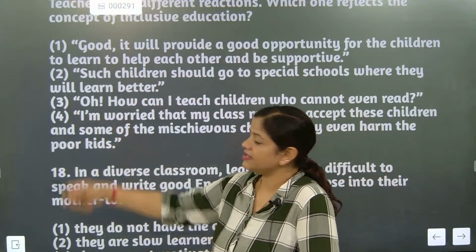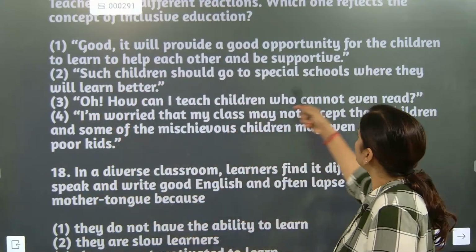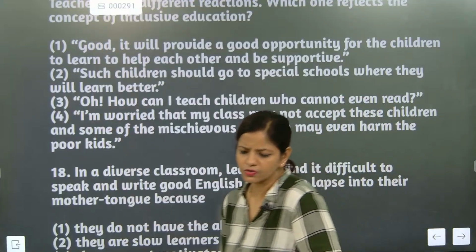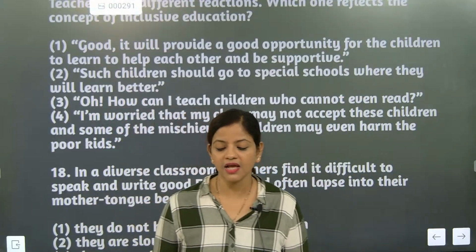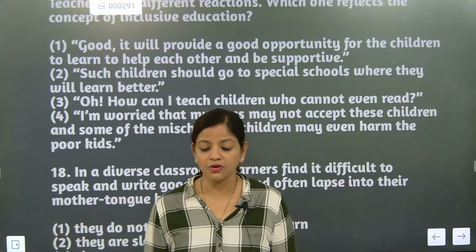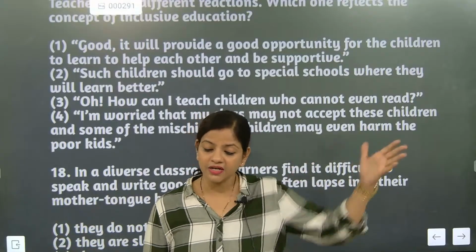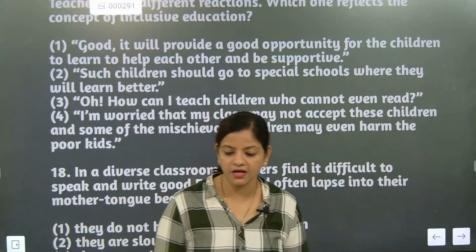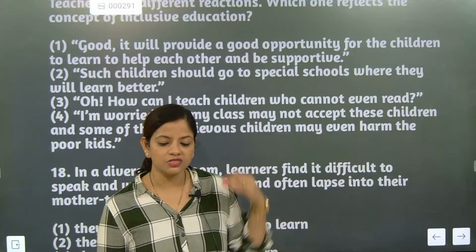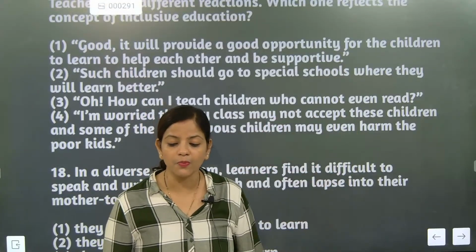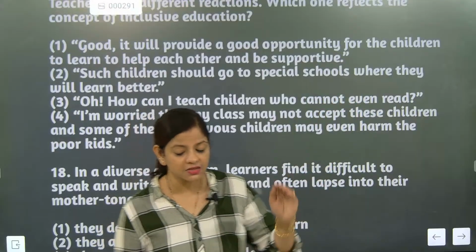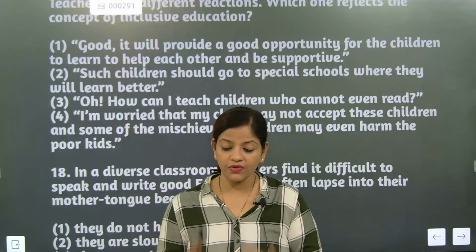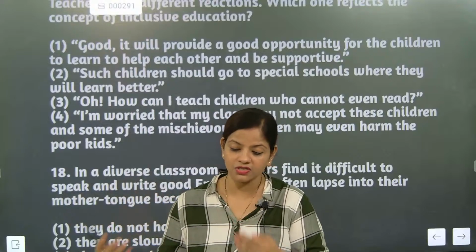So this, I am worried that my class may not accept, this is wrong. Oh, how can I teach? No. Such children should go to special school. Why should the children go there? Today they are weak, which means it is your opportunity. You use that opportunity and give them wings to fly. Understood or not? So your positive attitude can change anything. Understood? So you should have a positive approach. Good, it will provide a good opportunity for the children to learn to help each other and be supportive, and that's called a classroom where everyone is supportive to each other.